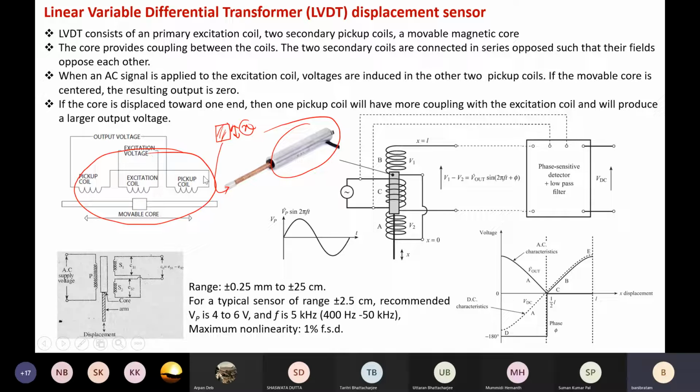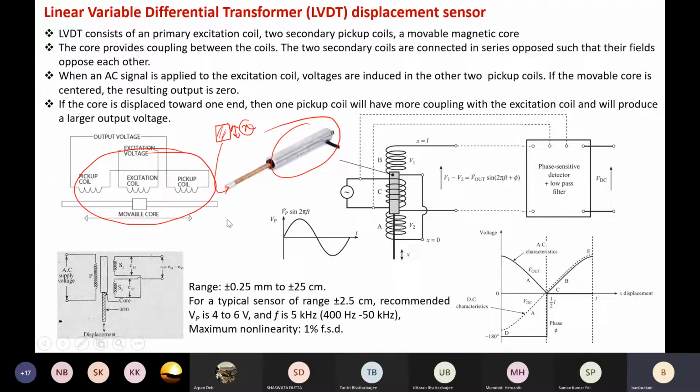Fine. So this is the actual schematic construction, and for understanding purposes, we often represent the schematic in this fashion, where this is the supply voltage we apply, this is the core, and this is the secondary. So if it is at the middle position, then the output will be 0. If it is towards S1, then ES1 will be more, ES2 will be less. So the overall output will be positive, since here we consider ES1 minus ES2. Whereas if this core is towards S2, then ES2 will be more, ES1 will be less, so then the output will be negative.